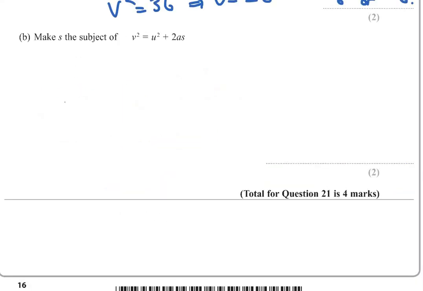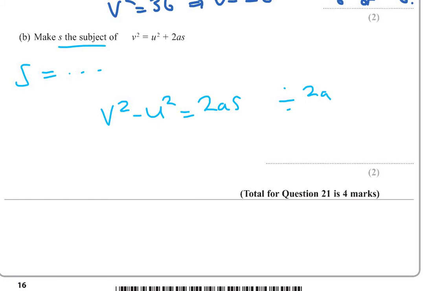Okay, bit of tricky algebra here. So make S the subject of, so that means we want S equals something. So firstly, let's get 2AS on its own. So we do V squared take away U squared equals 2AS, and now we can just divide by 2A. So this gives us S equals V squared minus U squared over 2A.